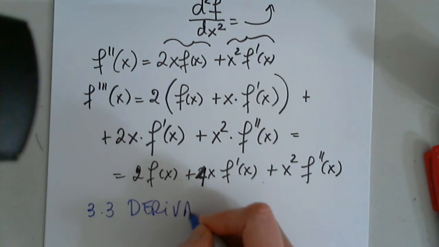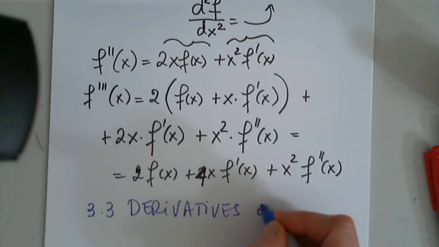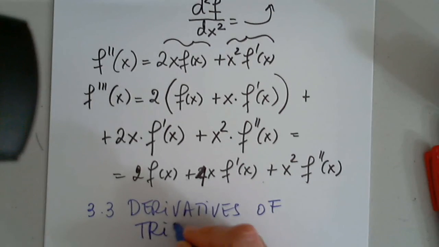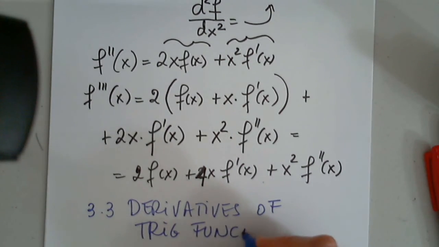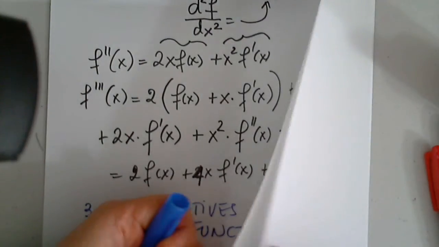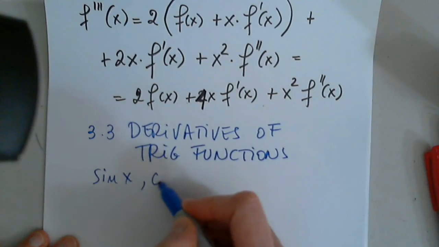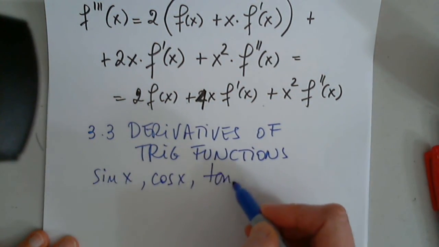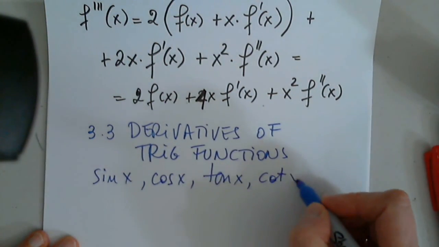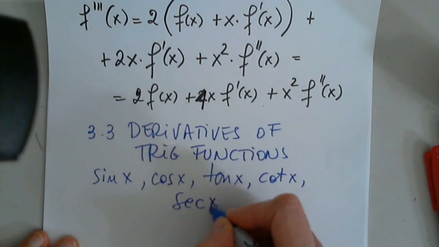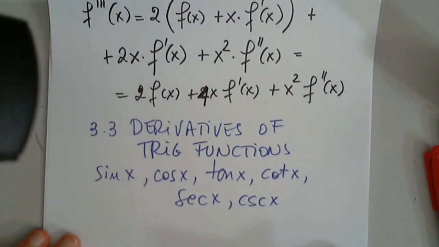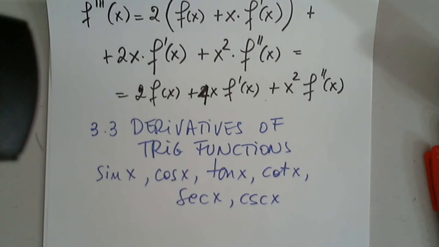Derivatives of trig functions. So we have 6 trig functions: sine, cosine, tangent, cotangent, secant, cosecant.